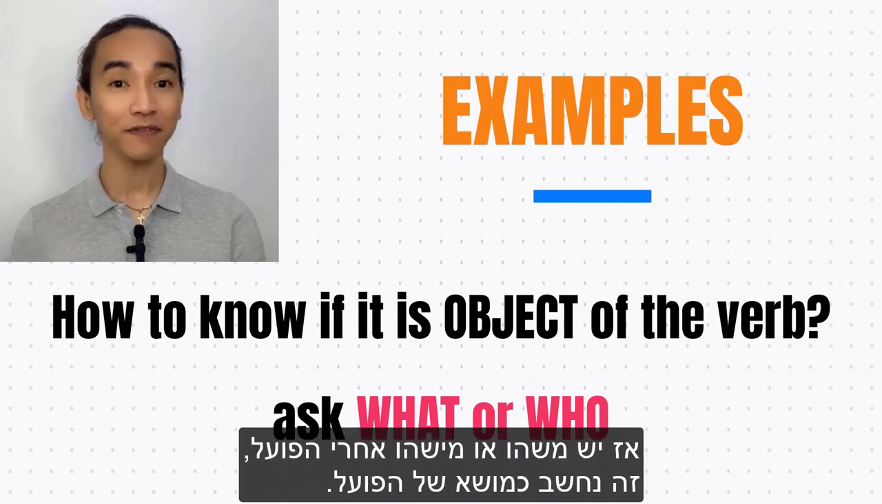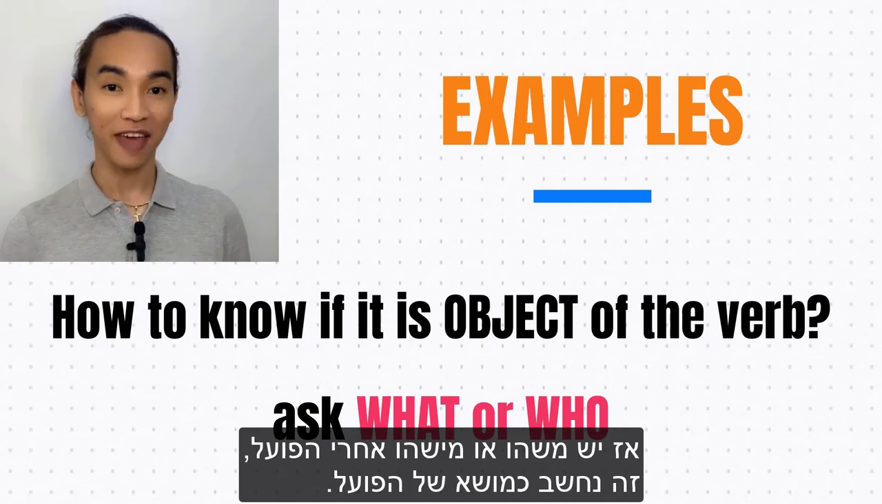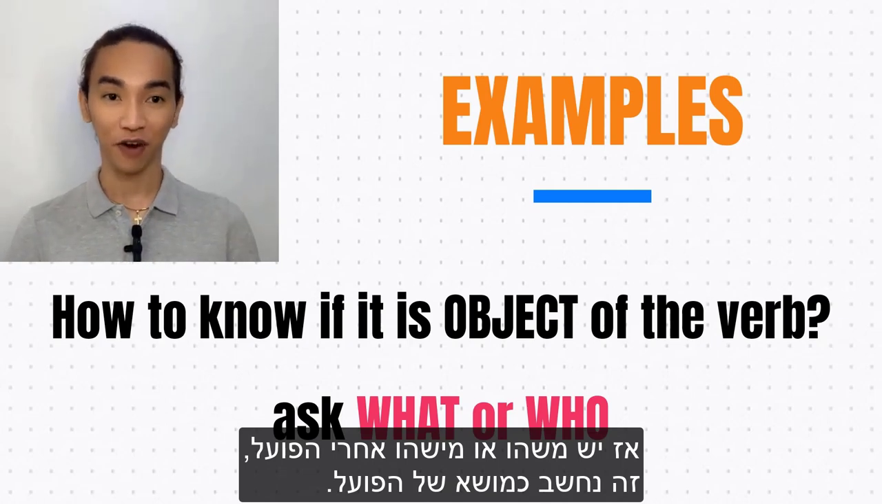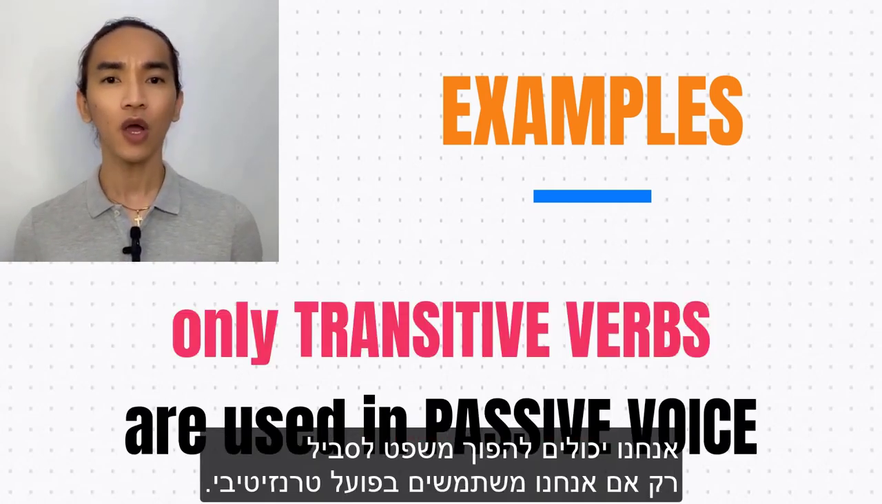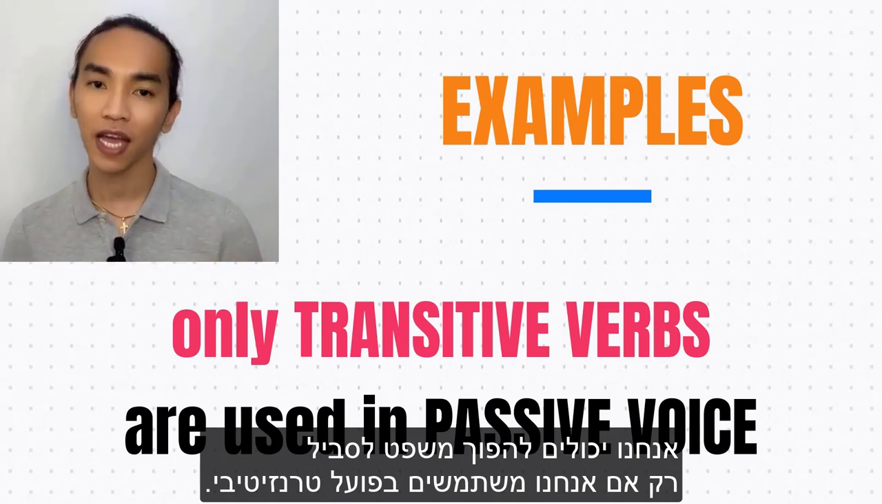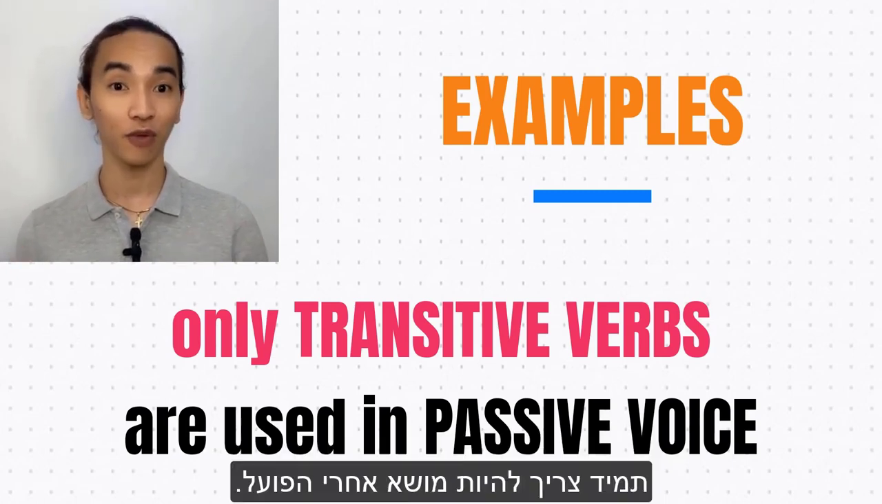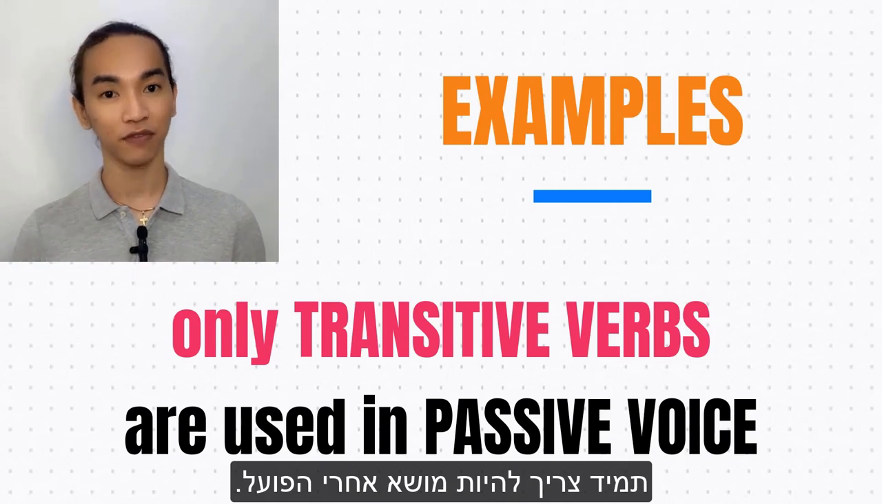So if after the verb is what or who, then we consider that as the object of the verb, okay? Now, we can only make a sentence passive if we are using a transitive verb, all right? There should always be an object after the verb.